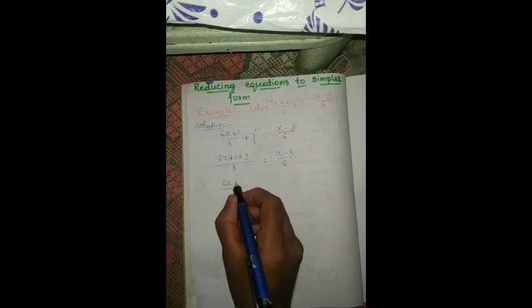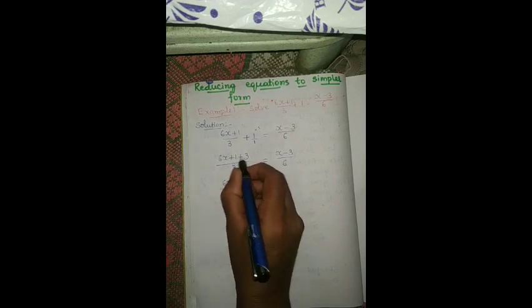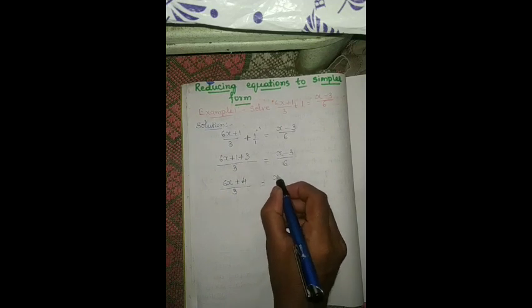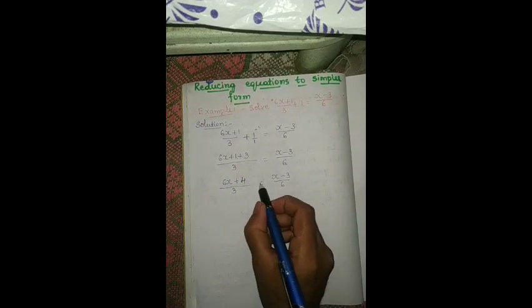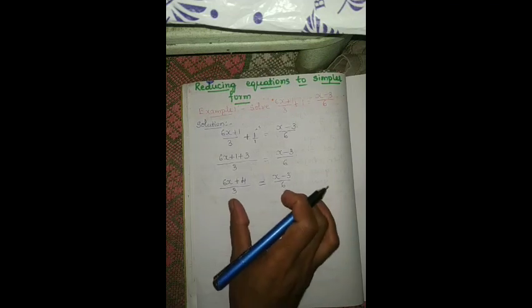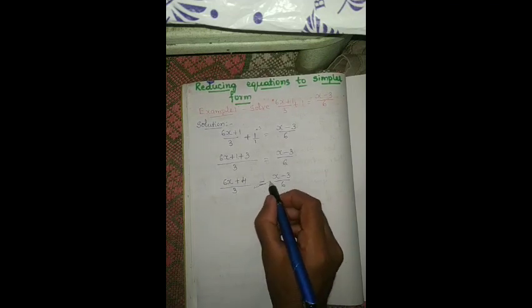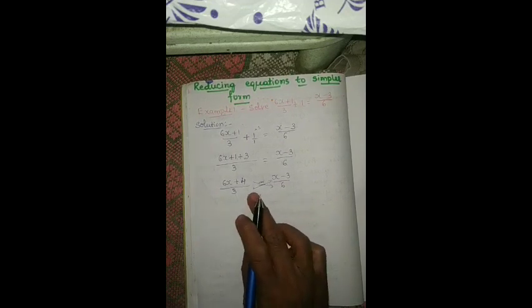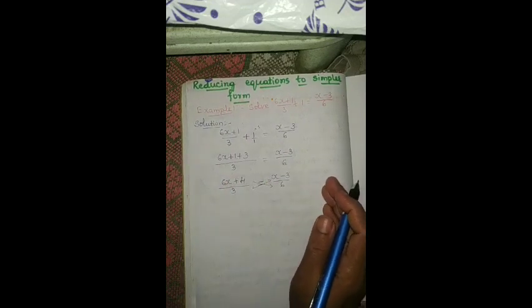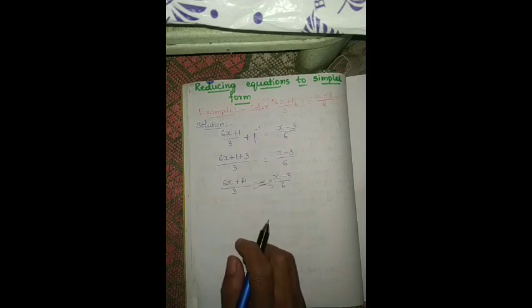Now, 3, 6x as it is, right? But here these two numbers are there. We can add them, we can simplify them. 1 plus 3, 4, is equal to x minus 3 divided by 6. If in case the numbers come like this, what do we have to do? We have to cross multiply. Whenever fractions are there on both the sides, we have to cross multiply them.